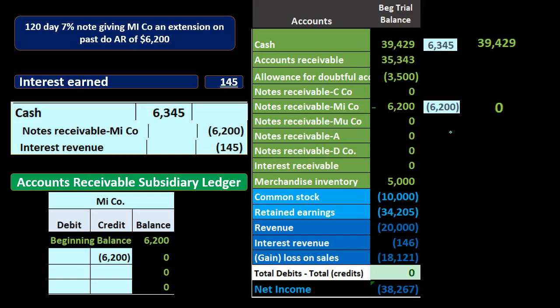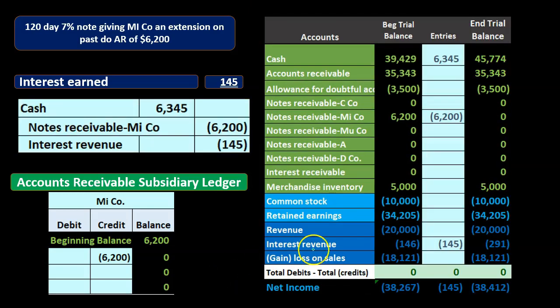Then the interest revenue, we're going to say interest revenue is a revenue account. It was at 146 prior to this. It's going to go up in the credit direction, where we're posting this 145 interest revenue, by 145 to 291. If we take a look at all the accounts, we can see that the cash is going to end up here. The notes receivable is down, and the effect on net income is going up by that 145.